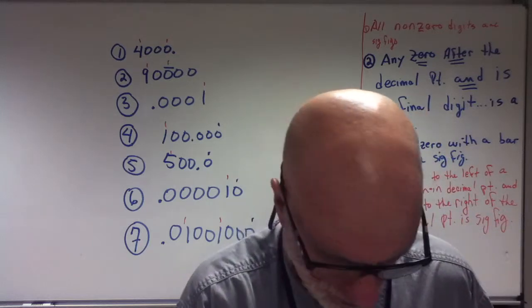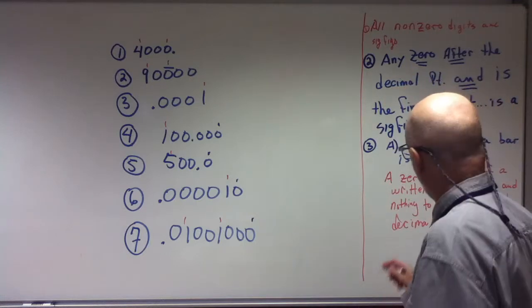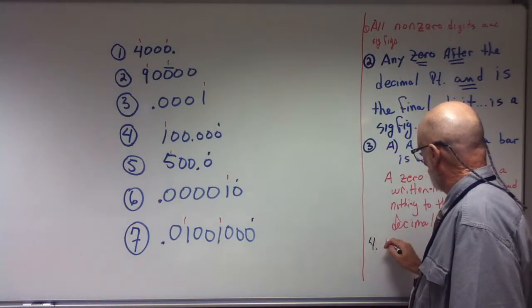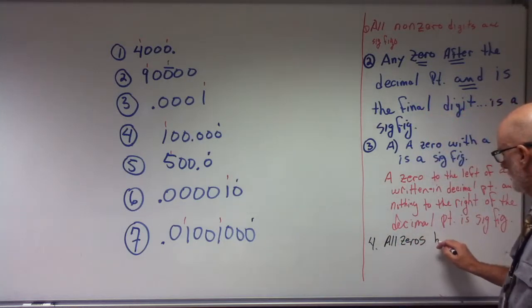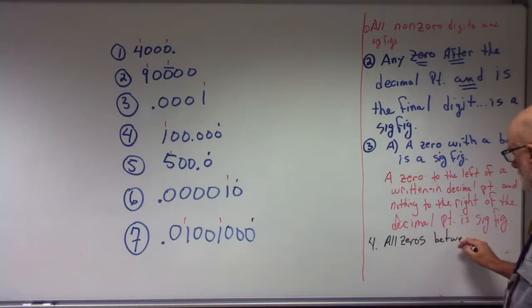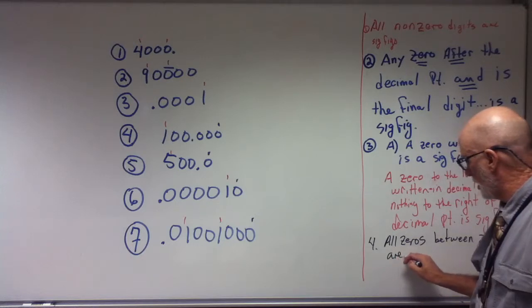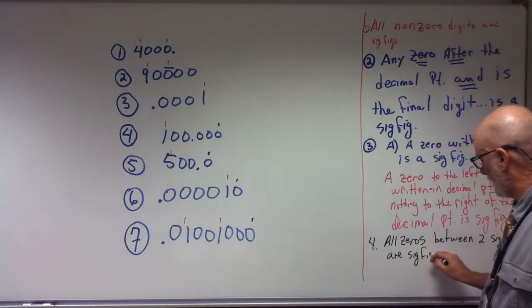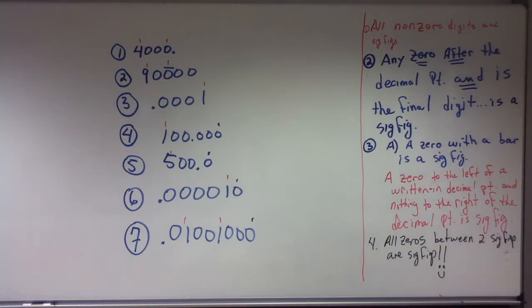Okay, now, let's do number 4. All right, you ready? We'll use black. Number 4. All zeros between sig figs are sig figs. Okay? All zeros between sig figs are sig figs.